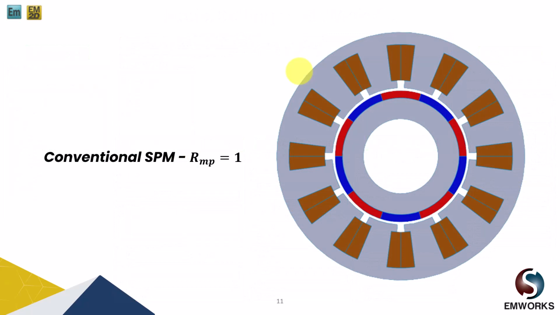So first we'll look into the results of the conventional surface PM motor, where the permanent magnet to pole ratio is 1.